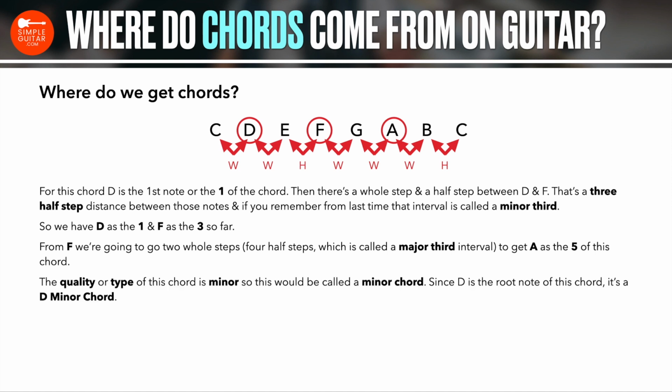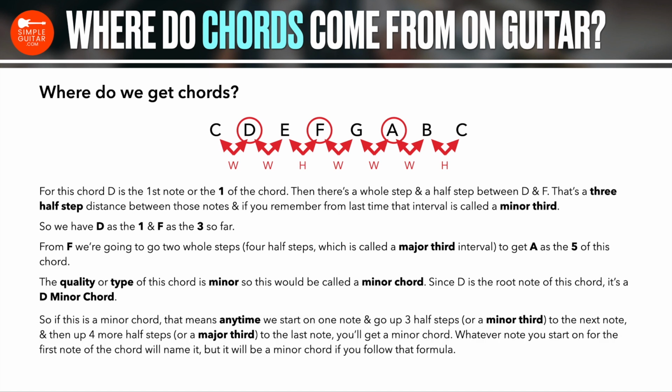So the quality or type of this chord is minor. So this would be called a minor chord. And since D is the root note of this chord, it's a D minor chord. So if this is a minor chord, that means anytime we start on one note and go up 3 half steps or a minor third to the next note, and then up 4 more half steps or a major third to the last note, you'll get a minor chord.